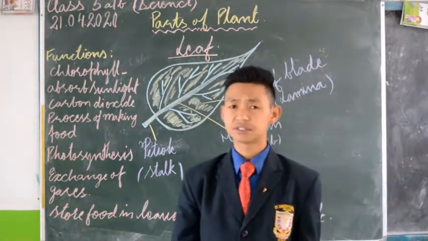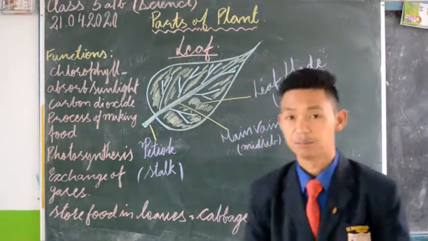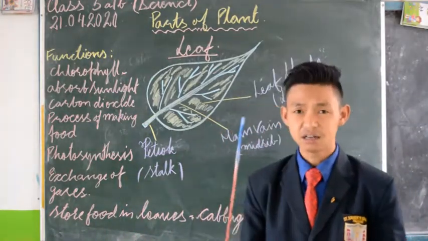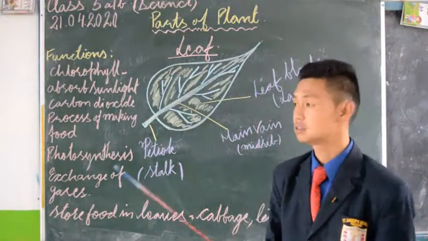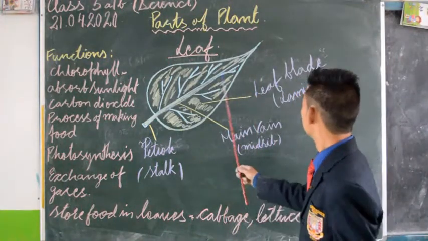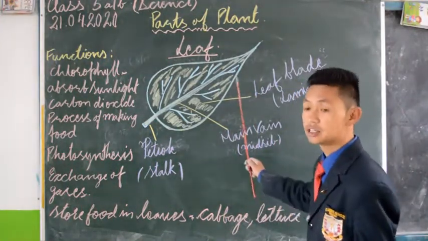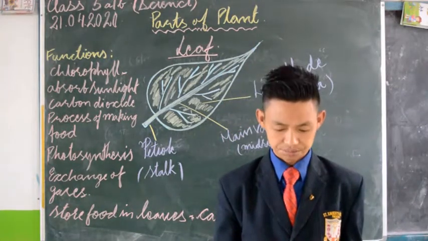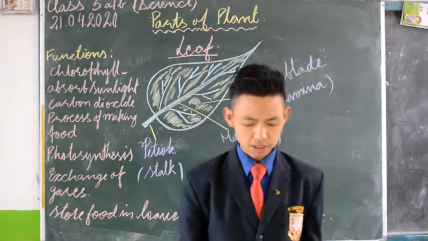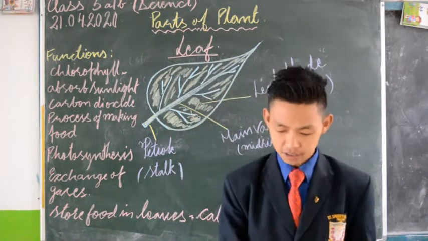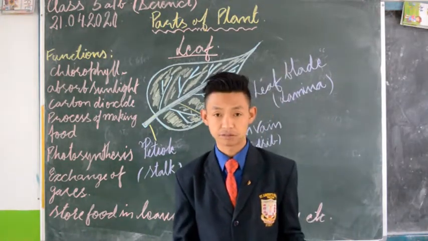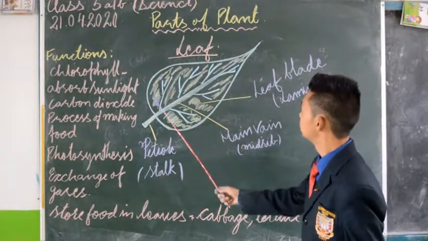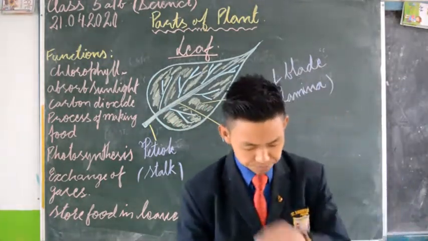A number of tiny channels will be there. I have drawn them, but they may not be visible. A number of small channels run in the leaf blade or the lamina. They function to carry water and minerals from the stalk to all the other parts of the leaf.